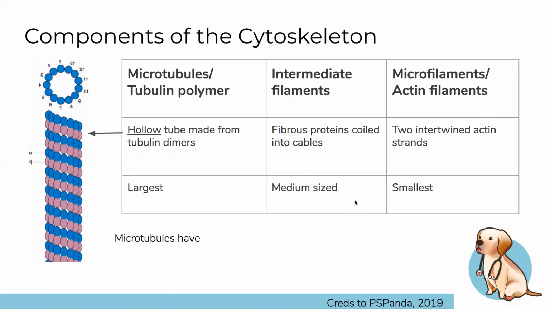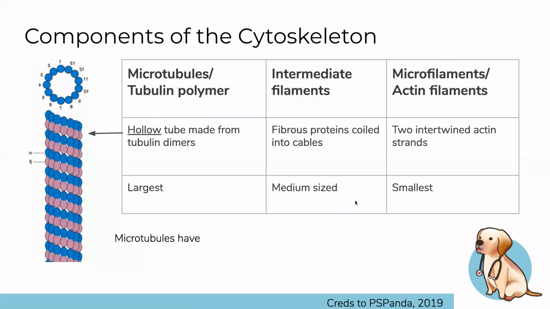Microtubules are the largest. It can be confusing between microtubules and microfilaments. The way you can think about it is that a tube looks quite big visually, whereas a filament is fine, like guitar strings. So tubes are chunkier, filaments are very fine, and intermediate filaments are in the middle.